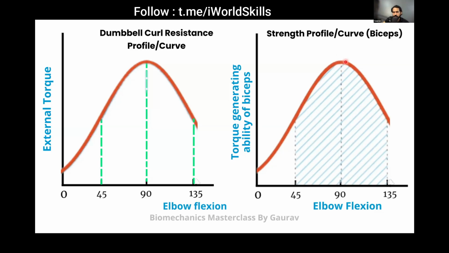And as my muscle gets weaker beyond 90 degrees, the resistance also drops. Awesome. That is what we want. As my muscle is getting weaker, I also want to reduce the resistance a bit. That is going to be a good idea. Now, if I ask you, does the resistance profile of the dumbbell curl exercise match the strength profile of the bicep muscle? Would you say yes or no? Let me know in the chat. Awesome. Everyone agrees. Great.